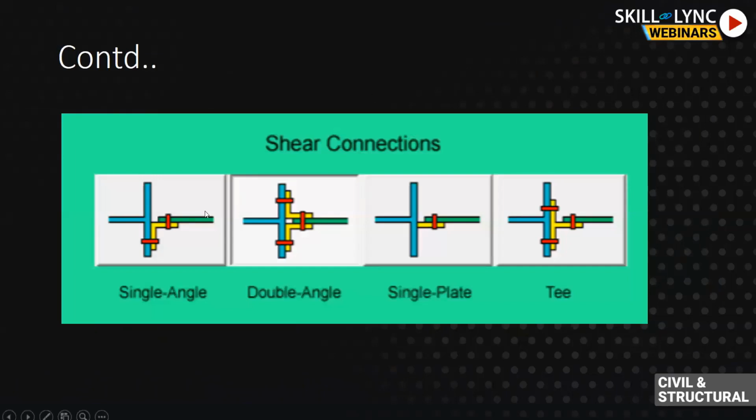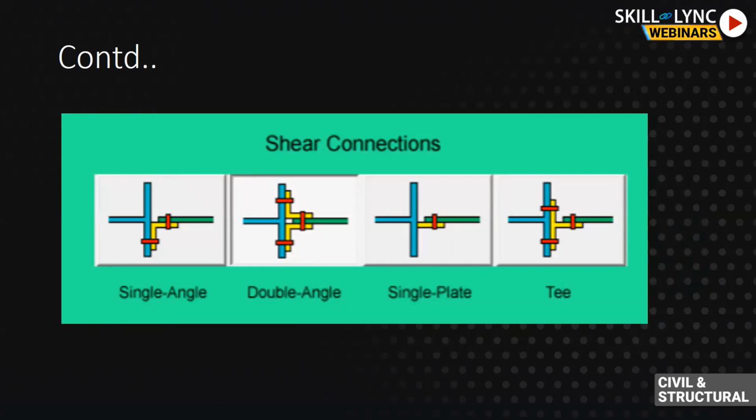Now, to better understand the connecting elements, we have this image on the screen here. In this image, the shape marked in green is the beam. The shape marked in blue is the column. The beam is supported on the column with help of the connecting elements. The connecting element is marked in yellow here, and the red line indicates the bolt.